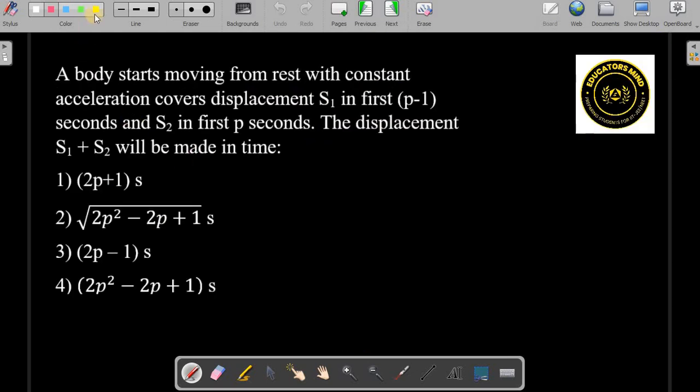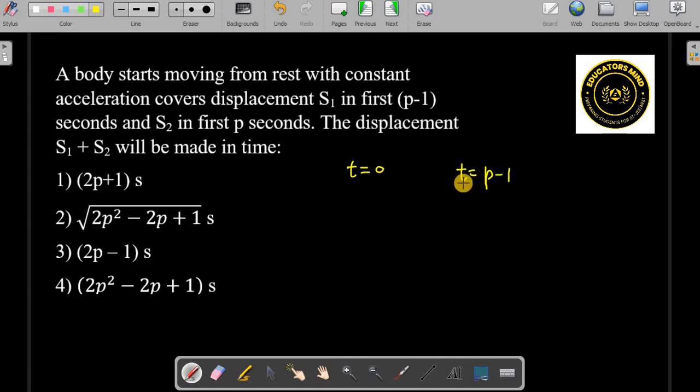Next, a body starts moving from rest with constant acceleration, covers displacement s1 in the first p minus 1 seconds, and s2 in the first p seconds. The displacement s1 plus s2 will be. So in the first p minus 1 seconds, that means from time 0 to time, let's say, p minus 1, right?